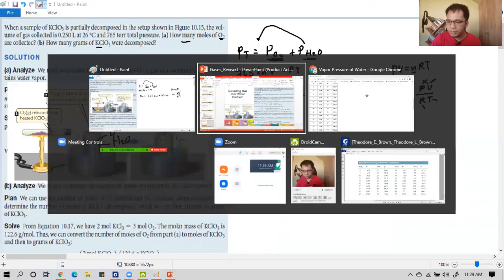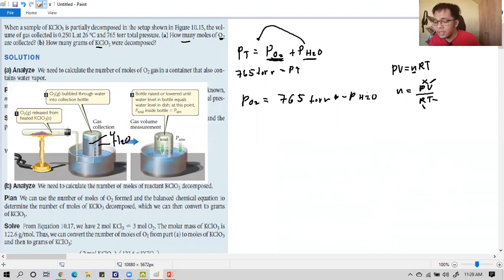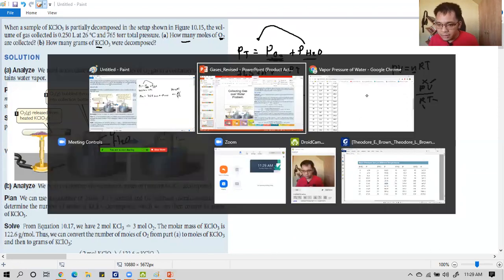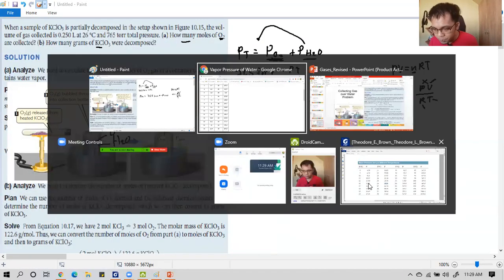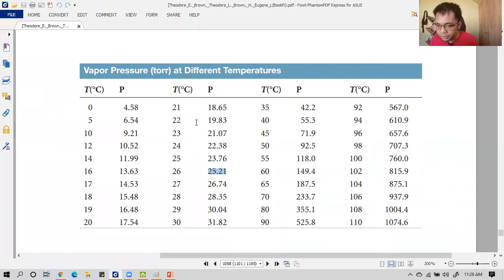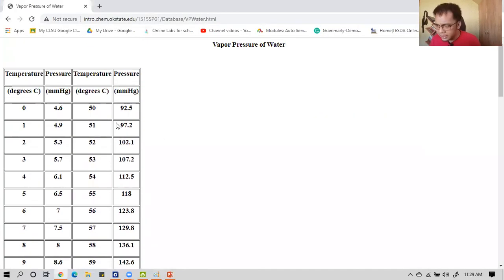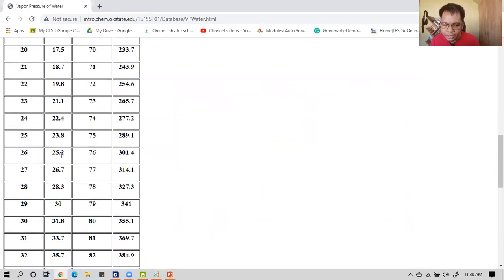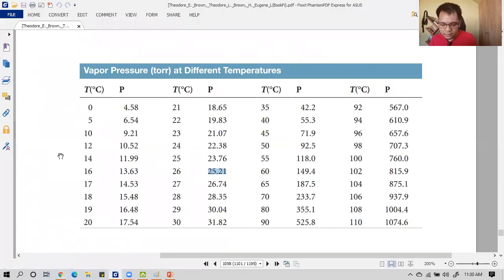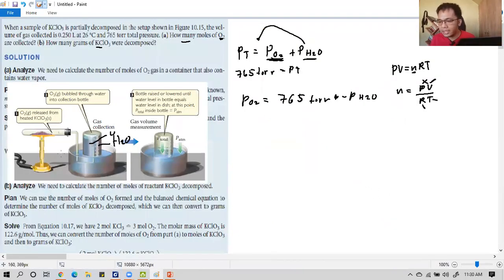Sinabi ko kanina that the vapor pressure of water is constant. Depende sa temperature. So, based from the internet, or kung sa table ninyo, as shown in the table, dito na tayo sa internet para mas accessible. So, millimeter mercury, guys, is equal to torricelli. Ngayon, ilan ba to? So, degree Celsius, nasa 26 daw. So 25.2 torricelli ang value ng pressure ng water natin.